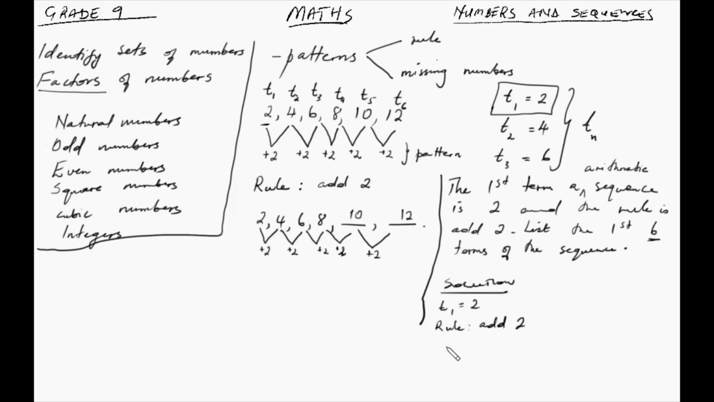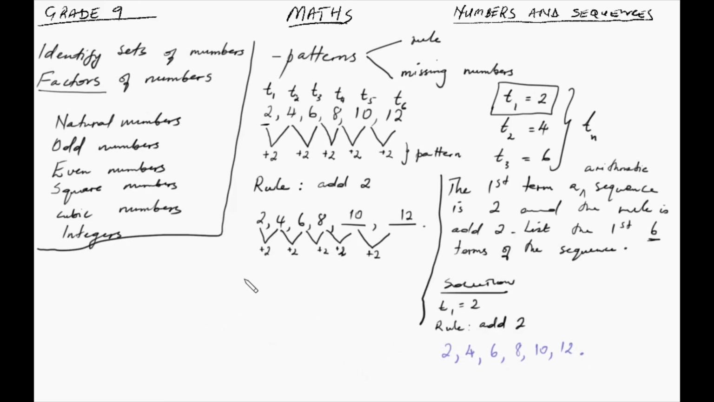The first term is 2, so you write 2, comma. Now the rule says you add 2. So from the first term to the second term, you just add 2. 2 plus 2 is 4. 4 plus 2 is 6. 6 add 2 is 8. 8 add 2 is 10. So 1, 2, 3, 4, 5 terms. We are left with the last one to make 6. 10 add 2 is 12. So this would be the sequence.